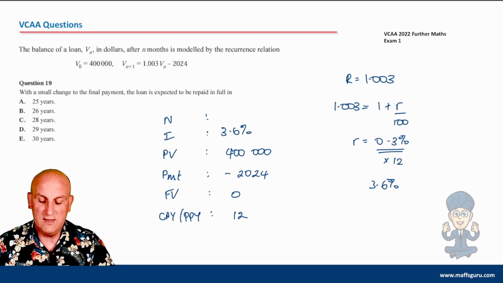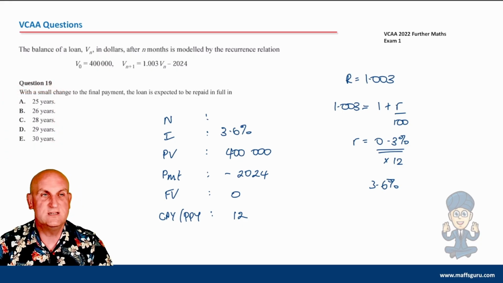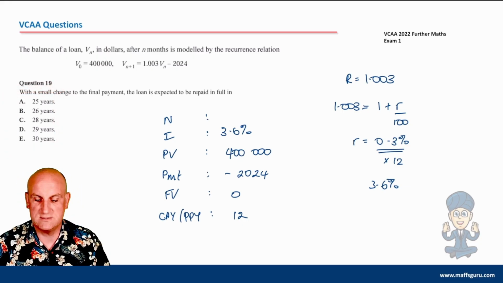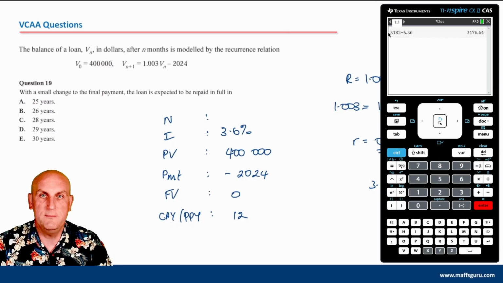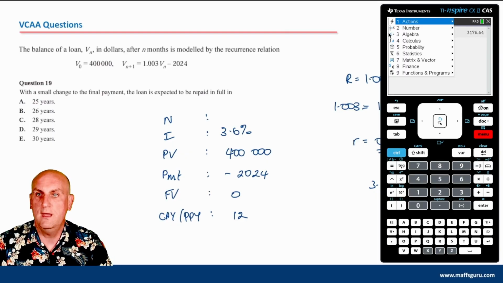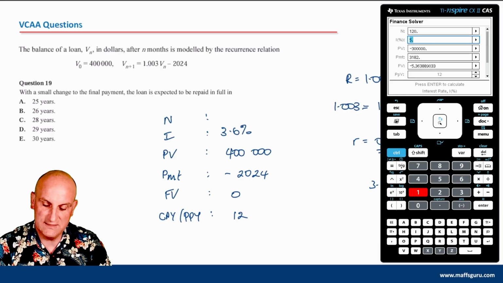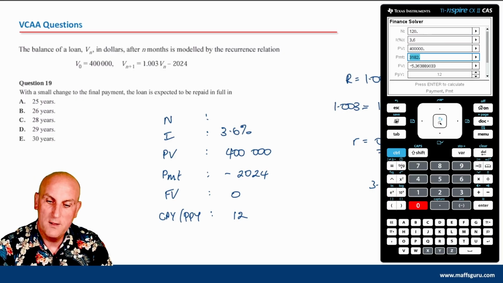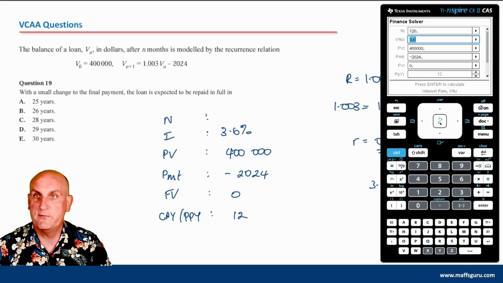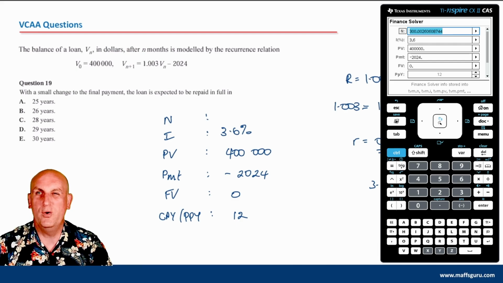Now, the only thing then is I'm trying to find n because this question is talking about a time. Is it 25, 26, 28, 29, 30 years? So I've got to find my value of n. I've got all the information that I need. So I'm going to go menu, 8.1. And let's see what we've got here. So n I'm trying to find, let's leave that one for the moment, 3.6, 400,000, minus 2024, 0, 12, 12. So again, now, fingers crossed if I go up in here, enter, it gives me 300.002.